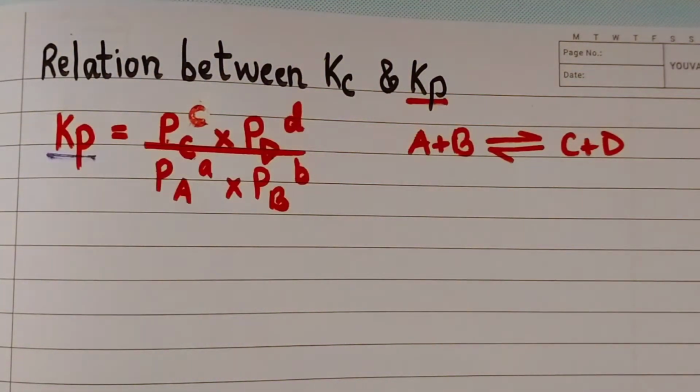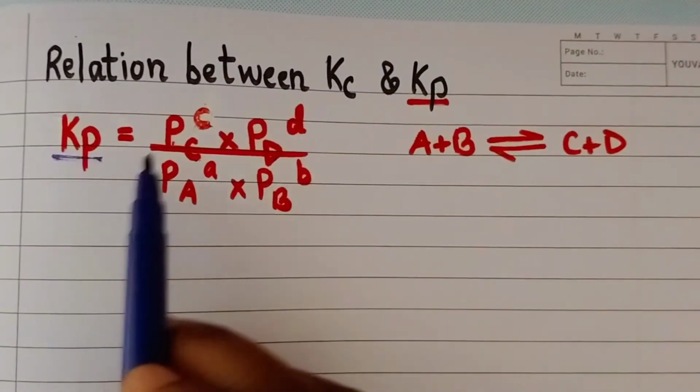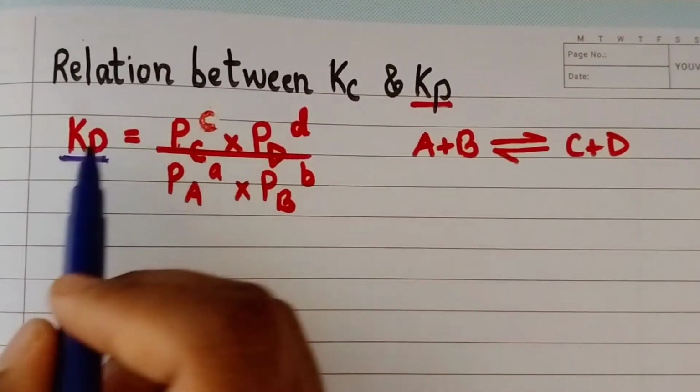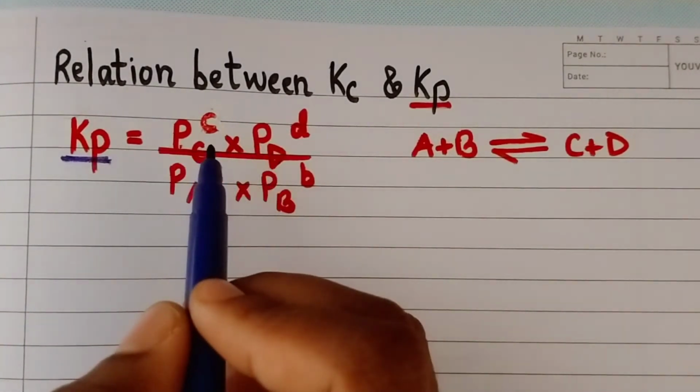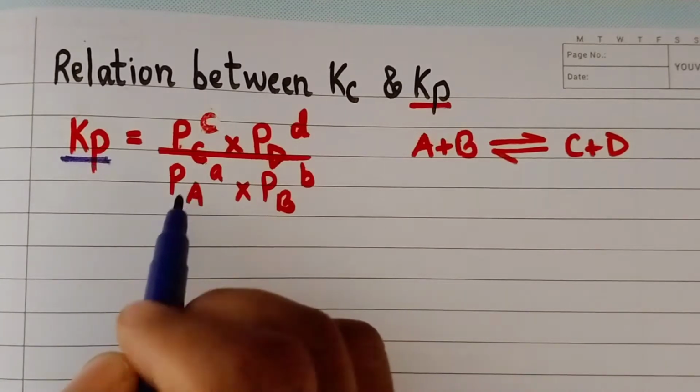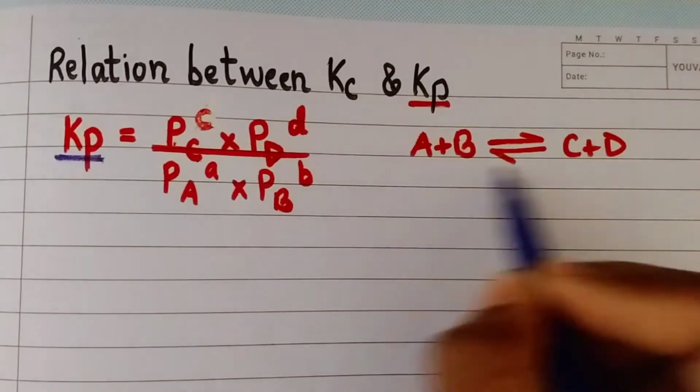Today we will be deriving the relationship between Kc and Kp by using our formula for Kp. Our Kp formula is the pressure of our products divided by the pressure of our reactants. So the reaction is given this way.